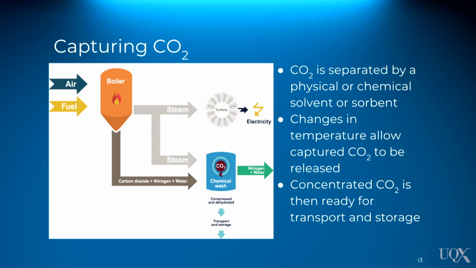The CO2 absorption and release process is generally temperature dependent. Having the flue gas pass through the solvent at one temperature allows the CO2 to be absorbed. Then changing the temperature allows a concentrated CO2 stream to be released, to be either stored or used for some other purpose. The treated flue gas, now mainly nitrogen and water vapour, is released to the atmosphere.